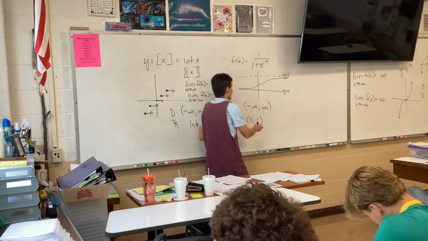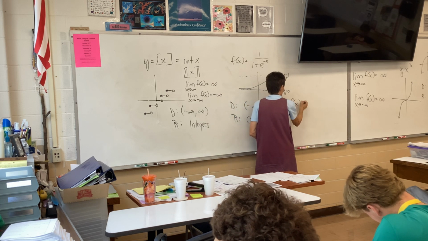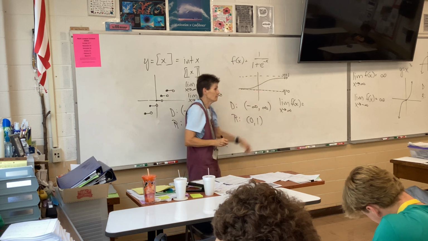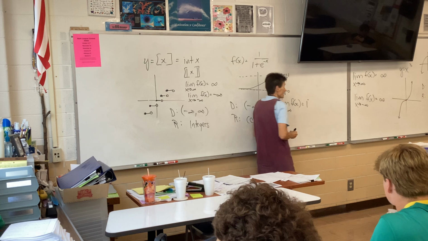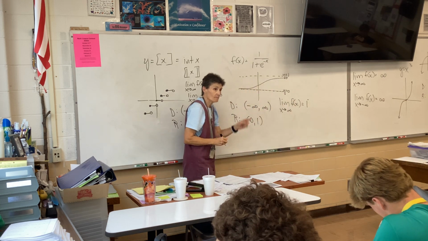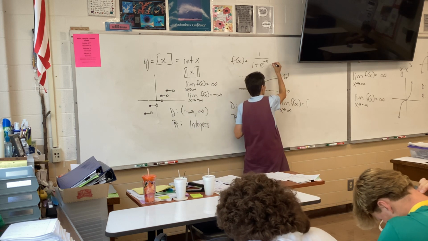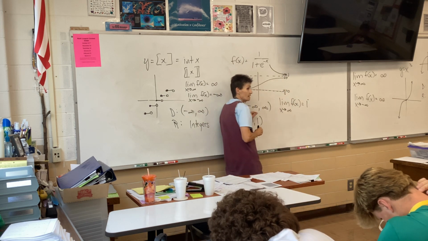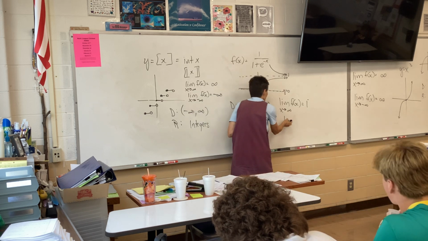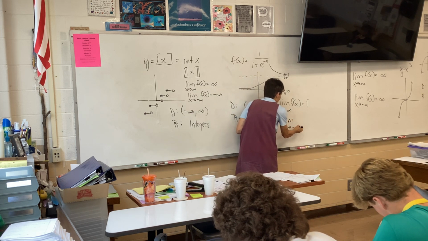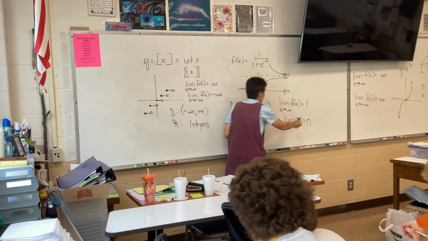What's my end behavior? What happens as I go to the right? Closer to 1 from the bottom. That does not mean negative 1. That means I am approaching 1, but I'm coming in from the bottom as opposed to coming in from the top. And what happens when I go the other way? Then I am approaching 0 from the top.